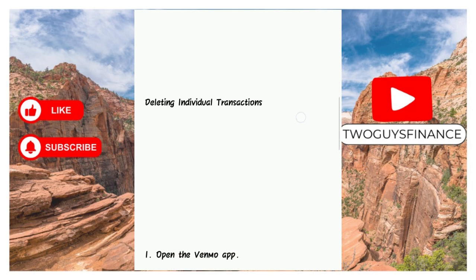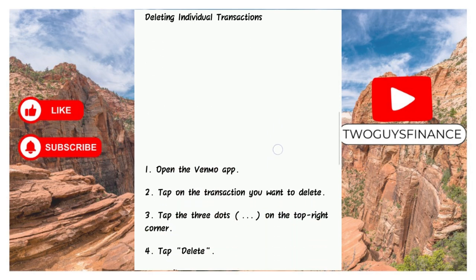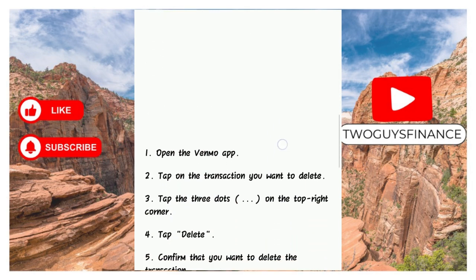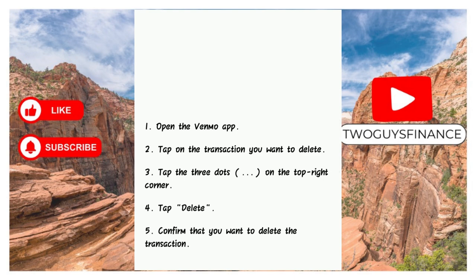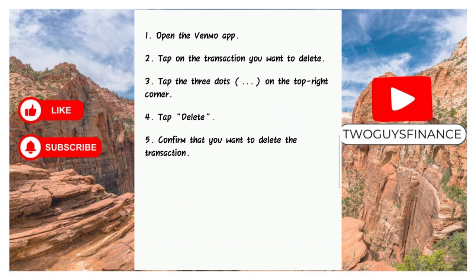All right, so first of all, let's go on to checking out how to delete individual transactions. So the first thing you want to do, of course, is to open the Venmo app, and once you're logged in, tap on the transaction you want to delete, tap the three dots on the right hand corner, tap delete, and confirm that you want to delete it. Once confirmed, poof, it's gone.